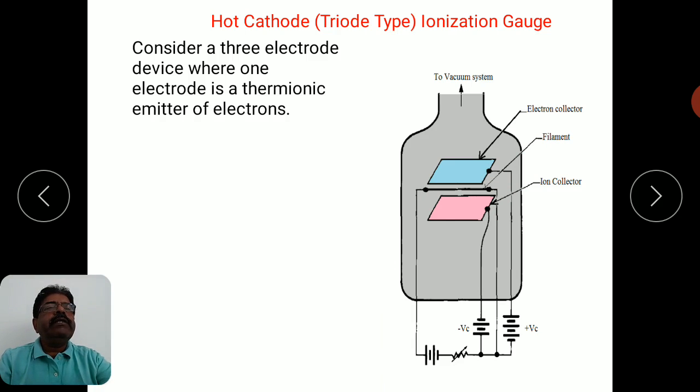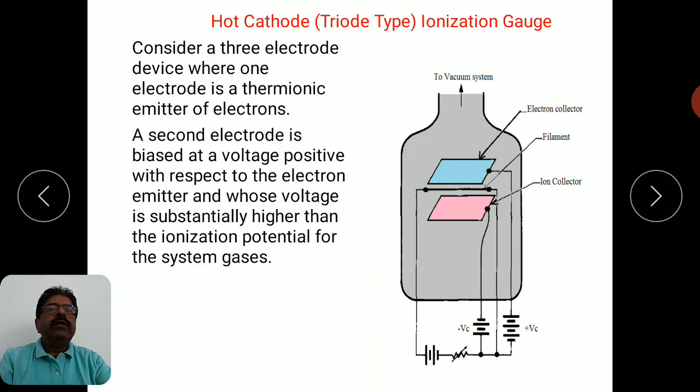So electrically it is heated with the low tension supply, you can see here, and because of this electrical supply the filament will be heated and electrons will be emitted through this particular filament. So this is the first electrode.